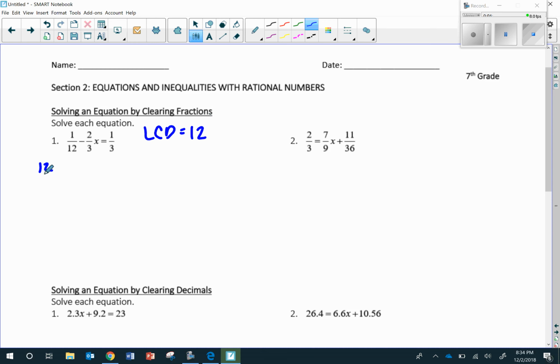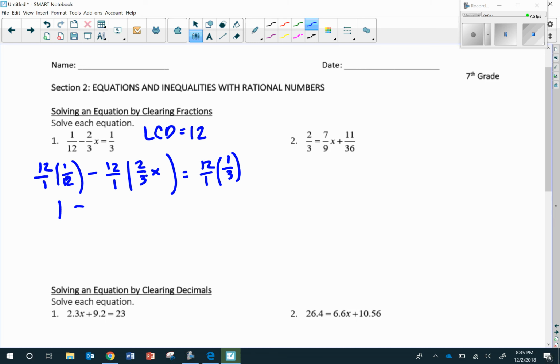So 12 over 1 times 1/12 minus 12 over 1 times 2/3 x equals 12 over 1 multiplied by 1/3. Now, before I do anything else, I'm going to simplify. So 12 multiplied by 1/12 is simply 1. And then I'm going to subtract.